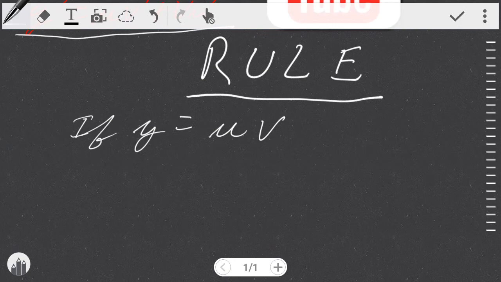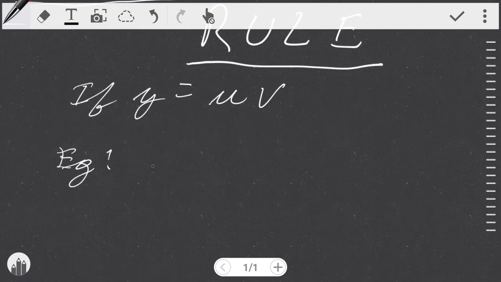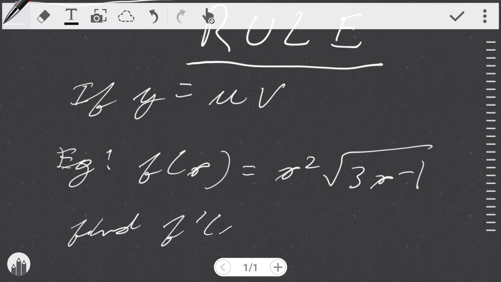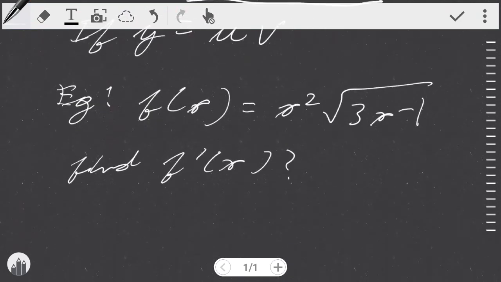Now we'll start out with an example here which will hopefully help you better understand the product rule. Say f of x is x squared times the square root of 3x minus 1, and they ask you to find f dash of x. You should know straight away that this is where you need to use the product rule, because you see a multiplication of x squared and the square root of 3x minus 1.